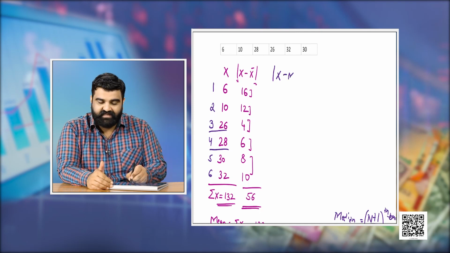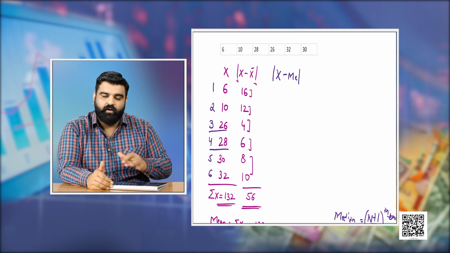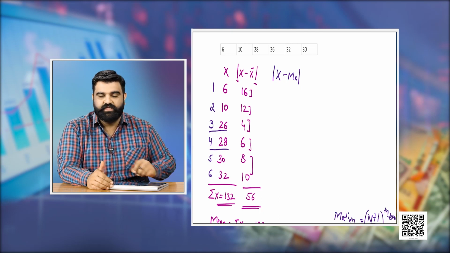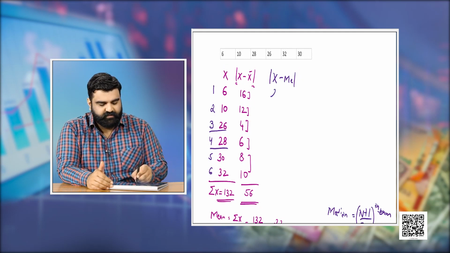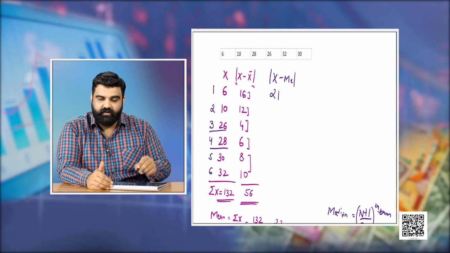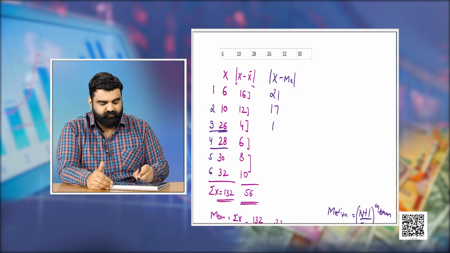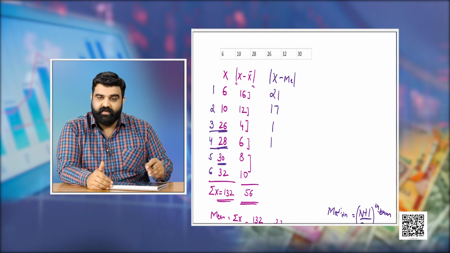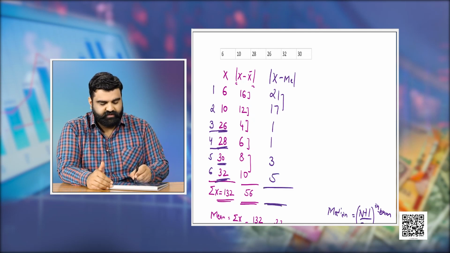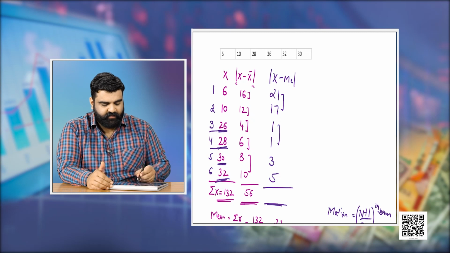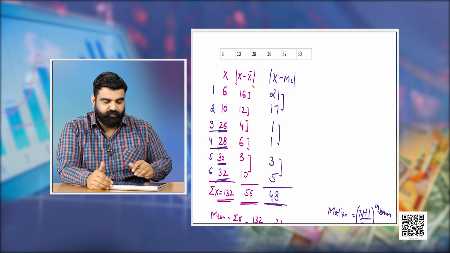So, let us now calculate the deviations from median. I will apply the formula mod x minus median and all the values will be positive because I have used the mod sign. So, 27 minus 6 or 6 minus 27, this will give me 21. Then 10 minus 27, this will give me 17. 26 minus 27 will give me 1. 28 minus 27 will also give me 1. 30 minus 27 will give me 3 and 32 minus 27 will give me 5. Let us total them up. So, this is 38, 40 and 48. So, this will be 48.